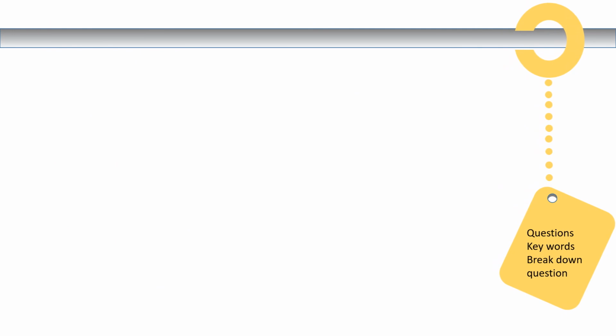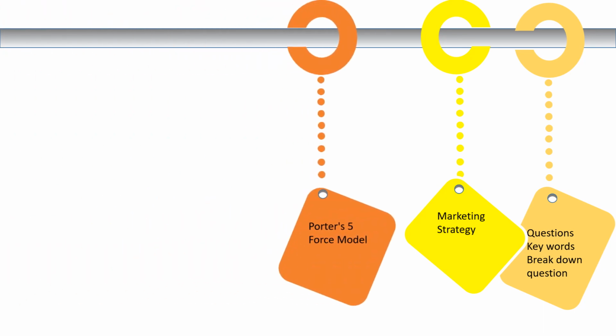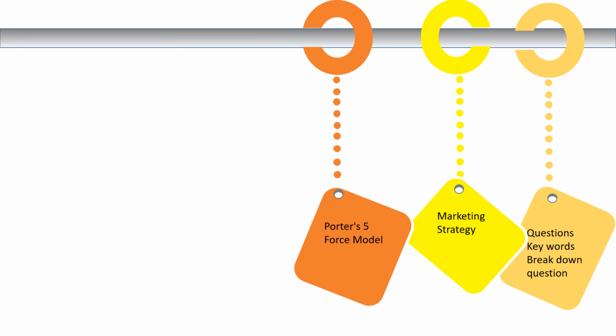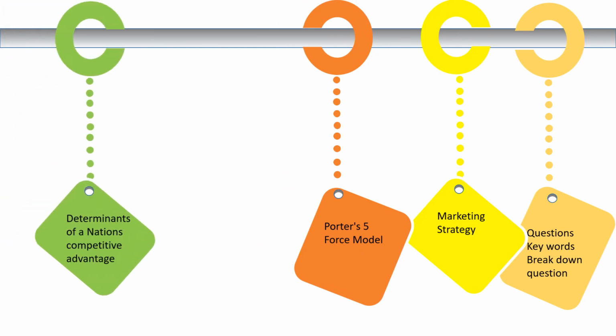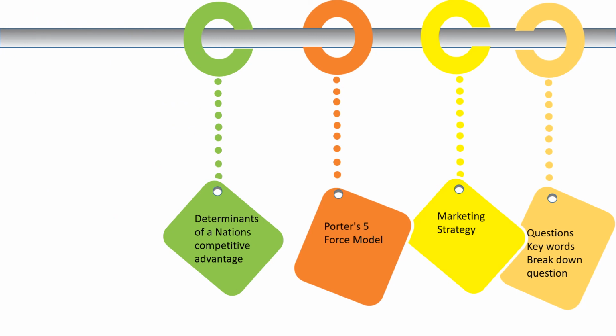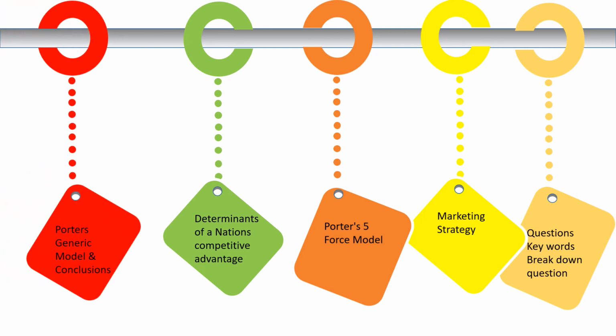So looking at the conclusions, we have covered the question, broken down the question and looked at the keywords. We've looked at the definition of marketing strategy and the different elements of marketing strategy. We've reviewed briefly Porter's 5-force model, the determinants of a nation's competitive advantage and the different elements and chance elements, as well as Porter's generic strategy and conclusions.